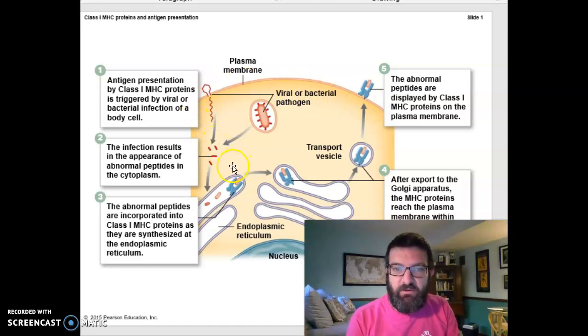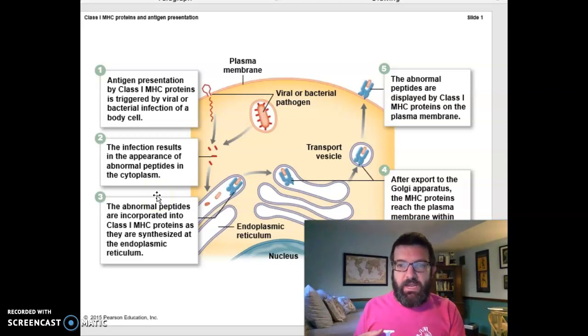But if you've been virally infected, you're going to have viral DNA and you're going to make slightly different proteins, and so that's going to show in your MHC1 here. Or if you are cancerous, right, that's going to show here. And so all of your cells have MHC1s, and those you display to cytotoxic T cells.